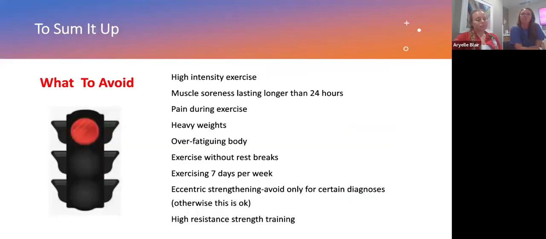And then overall, what to avoid. We want you to avoid that high intensity exercise realm, and muscle soreness lasting longer than 24 hours. We don't want you to have any pain during exercise.